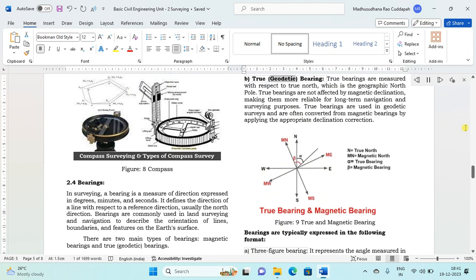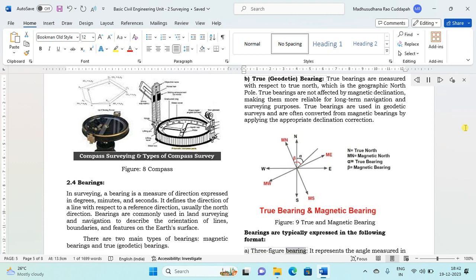B. True, geodetic, bearing. True bearings are measured with respect to true north, which is the geographic North Pole. True bearings are not affected by magnetic declination, making them more reliable for long-term navigation and surveying purposes. True bearings are used in geodetic surveys and are often converted from magnetic bearings by applying the appropriate declination correction. Figure 9. True and magnetic bearing. Bearings are typically expressed in the following format.